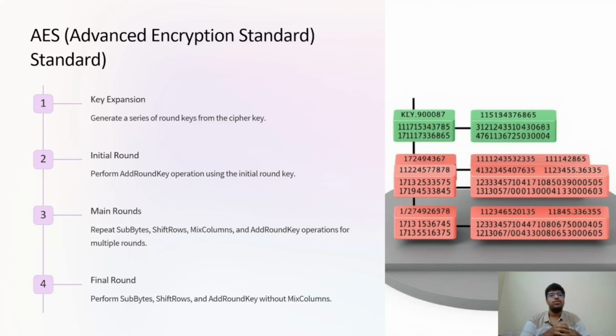Next you have your initial round, where you perform the add round key operation with the initial round key which was generated. Next we have your main rounds, where you repeat SubBytes, ShiftRows, MixColumns and AddRoundKey multiple times. And in the final round we perform ShiftRows and AddRoundKey without MixColumns. And that's how AES encryption works.